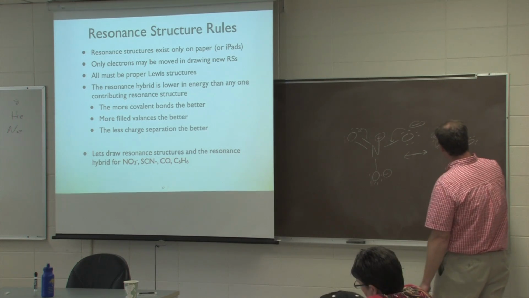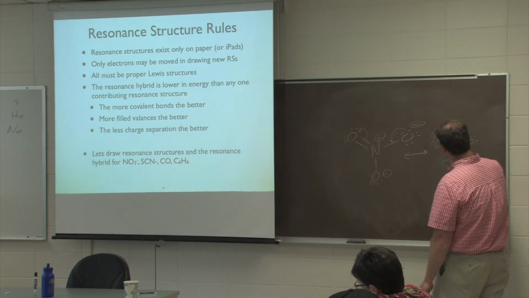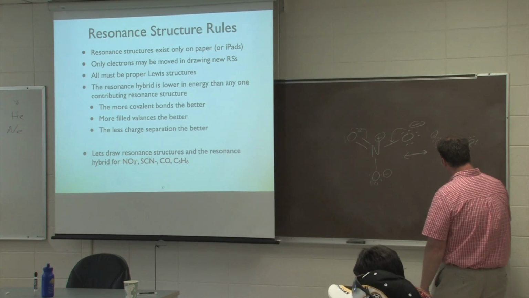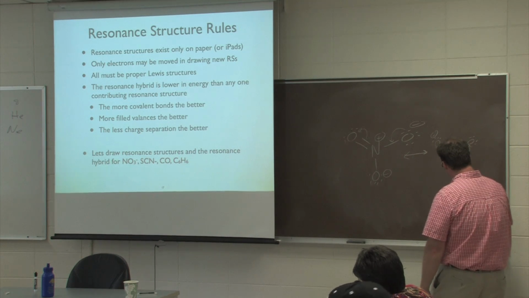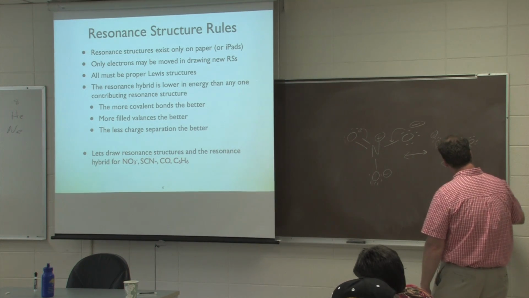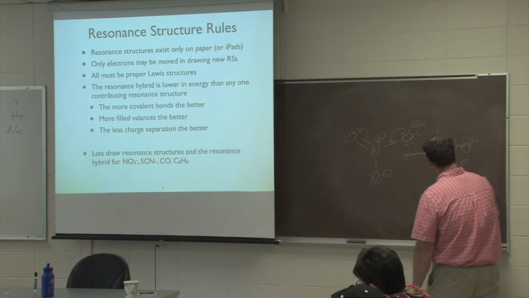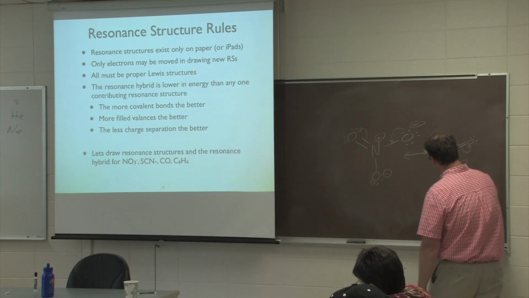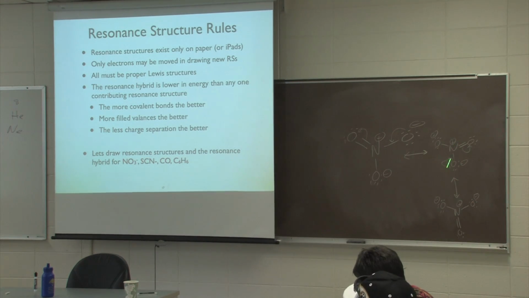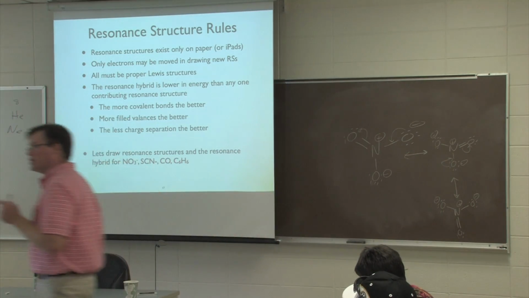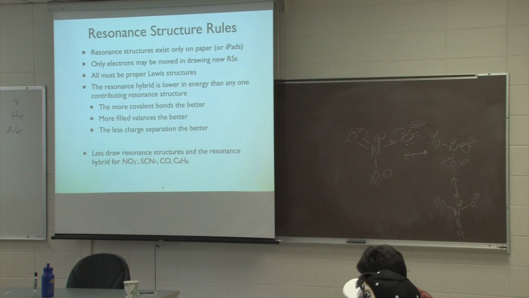I can move, let's see, where haven't I done it yet? I can move these electrons up here like that. When you do this, be careful not to change anything else in your molecule. You're only moving those non-bonding electrons and those electrons in the double bond. So there are 3 valid resonance structures that we can draw for the nitrate ion.